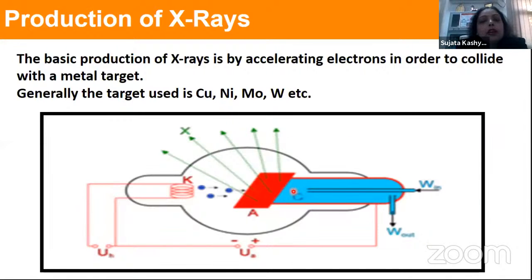In the process of production of X-ray, an enormous amount of energy is released, and because of that energy or heat, the temperature of the target material increases. So to cool down the temperature, there is a water jacket. You can see there is a water jacket, and in this water jacket, there is a continuous supply of water, which reduces the temperature of the target material. Generally, the target materials used are copper, nickel, molybdenum, tungsten, etc.